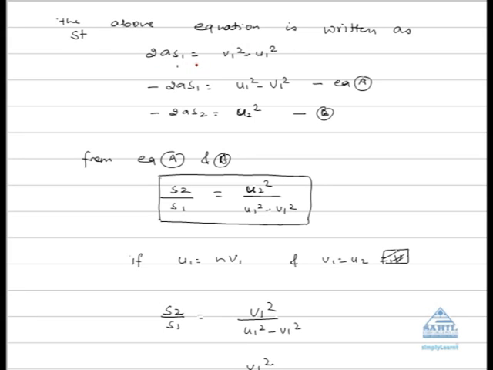2as = v² - u², that is 2as1 = v1² - u1². Again, this equation is written as -2as1 = u1² - v1². Let this equation be a. And if v2 = 0, as we considered earlier, then -2as2 = u2². That's equation b. Divide equation b by a. We have s2/s1 = u2²/(u1² - v1²).